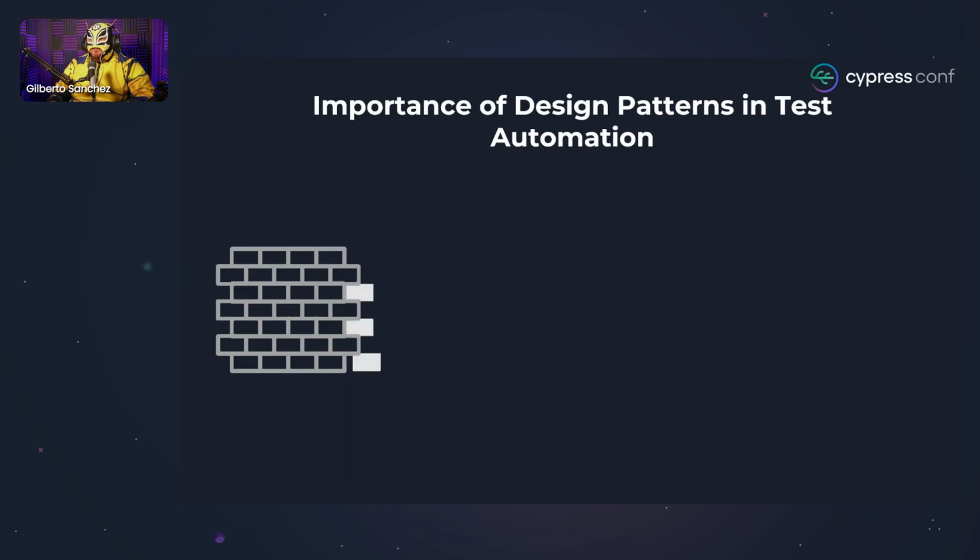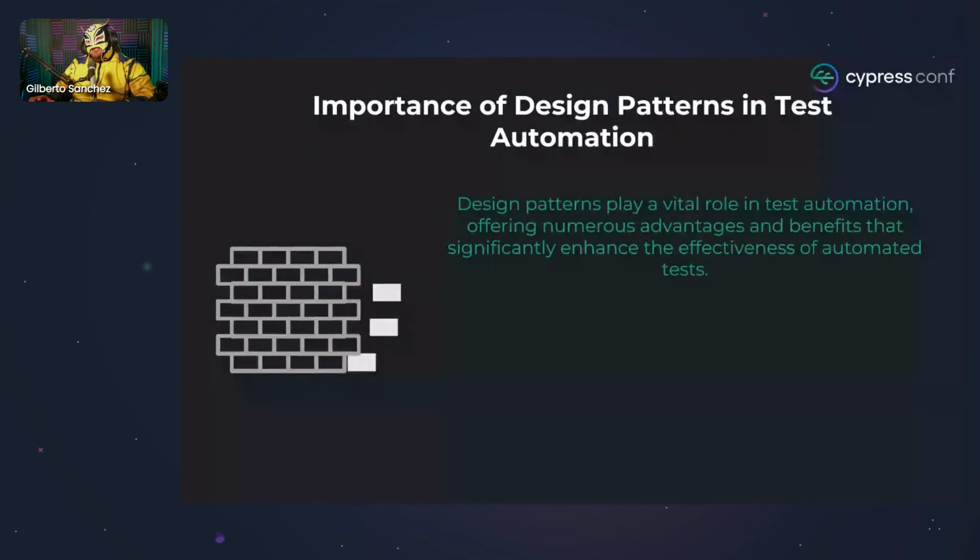So, what is the importance of design patterns in test automation? I haven't seen them implemented in a big number of projects. It's only in a few of them, but they apply. They play a vital role in test automation. They give us a big number of advantages, and definitely benefits that significantly enhance the effectiveness of automated tests. Let's see points that will show why it's important.